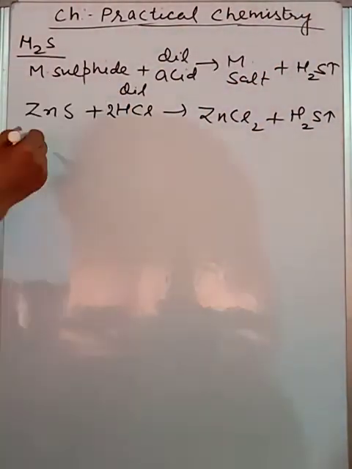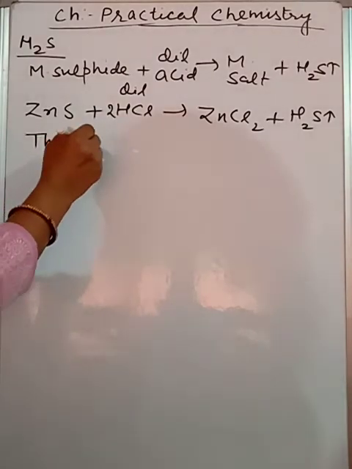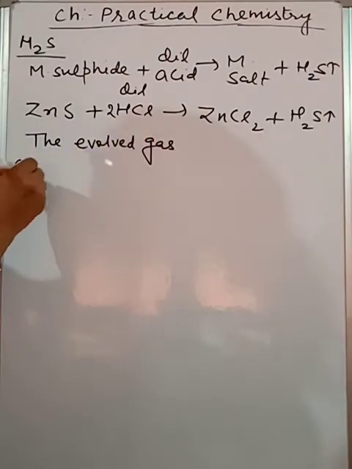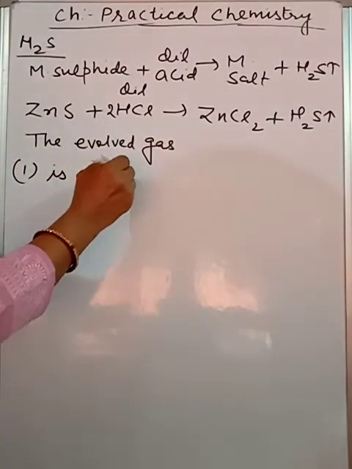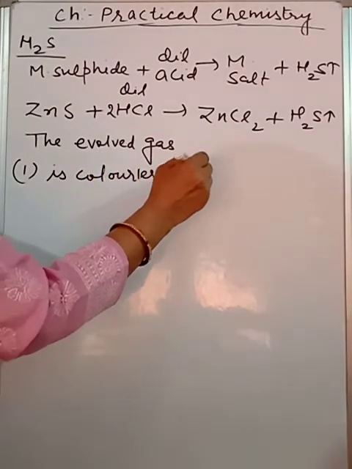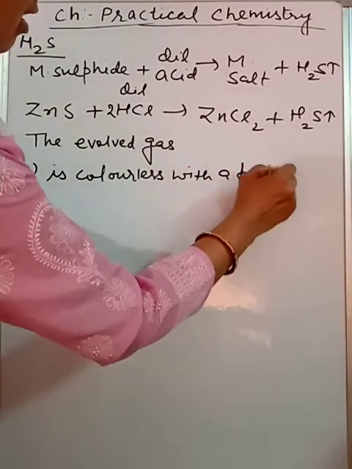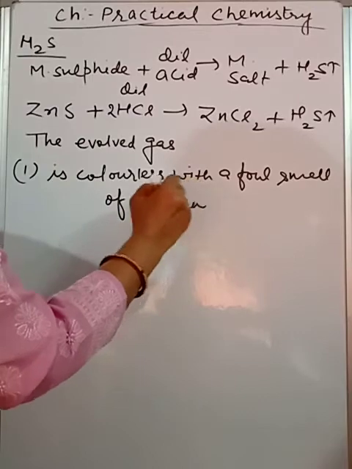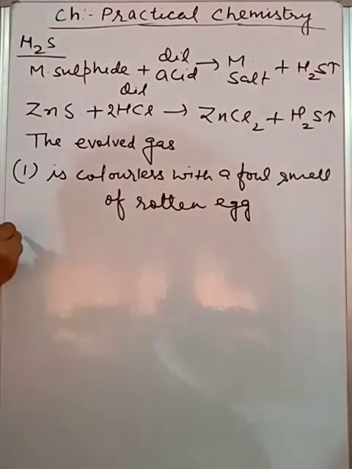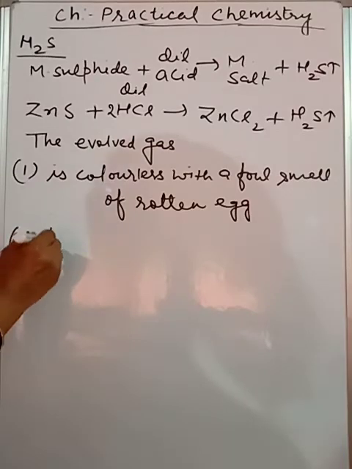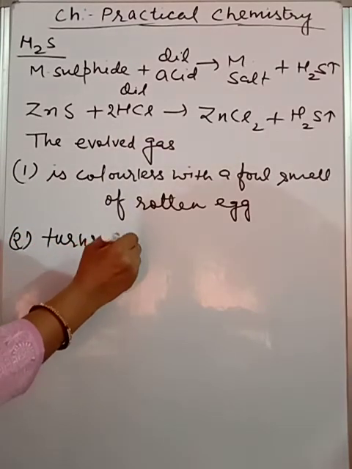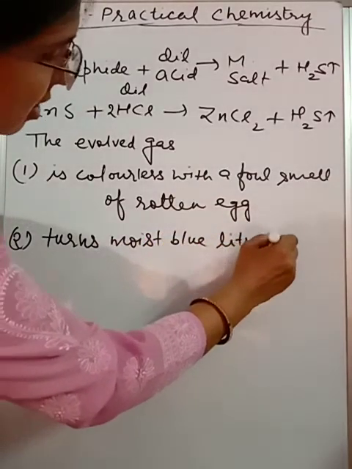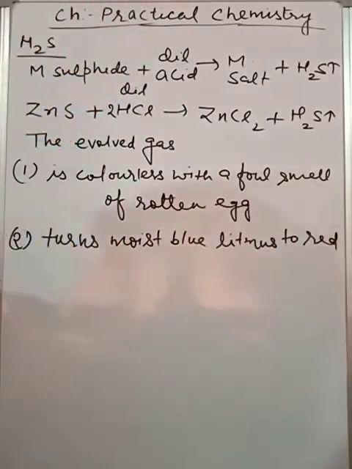How will we identify this? Here I am writing some points. The evolved gas, first point, is colorless with a foul smell of rotten egg. Correct? Rotten egg. Second point here you can take: the evolved gas turns moist blue litmus to red, because it is acidic in nature.